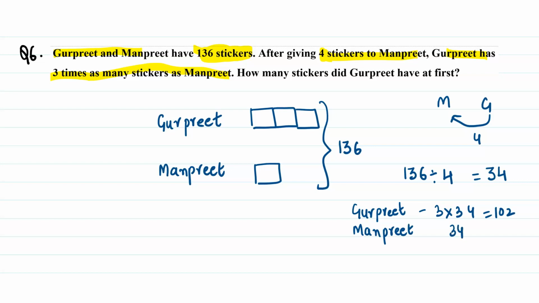But now Gurpreet had given 4 to Manpreet in the beginning. So let's give it back. So let's give back to Gurpreet the 4 which she has given to Manpreet. So this would be equal to 106, and we are taking from Manpreet, so we'll have to subtract. So that would be 30. So that means Gurpreet was having 106 stickers in the beginning.